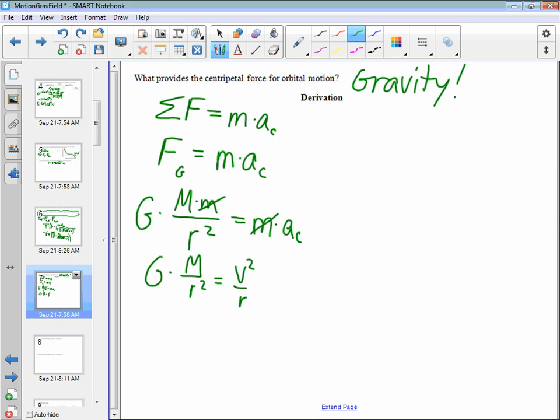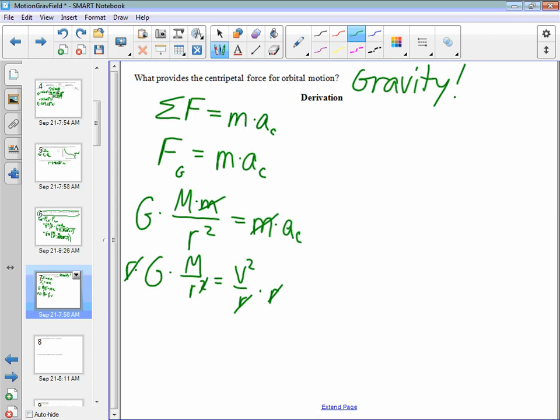Do a little bit of algebra. Get rid of this r on this side. Multiply both sides by r, and cancel out here. That gets rid of one of these r's in the denominator, so we're just left with r there. So we have big G times big M all over little r is equal to v squared.